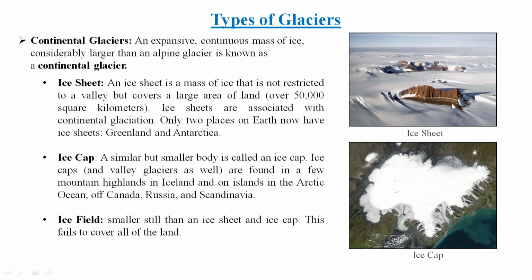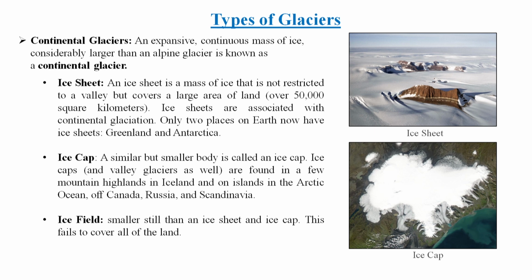The first one is the ice sheet. Again in this field photograph, you can see that an ice sheet is a mass of ice that is not restricted to a valley, it is spread over a larger region. So ice sheets are associated with continental glaciation events. The only two places on earth that now record the presence of an ice sheet are Greenland and Antarctica, like we discussed in the beginning. Then you have a category that is the ice cap, a similar but smaller body. Ice caps are found in a few mountain highlands or plateau regions in Iceland and on islands of the Arctic Ocean, Canada, Russia and Scandinavia.